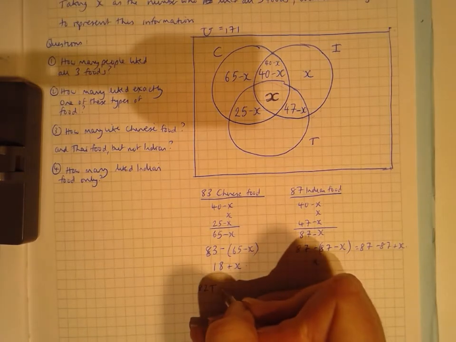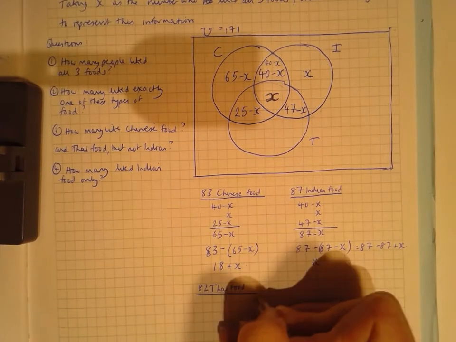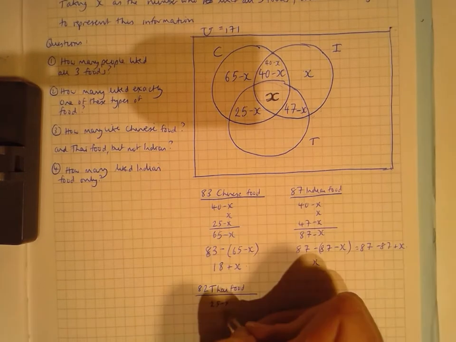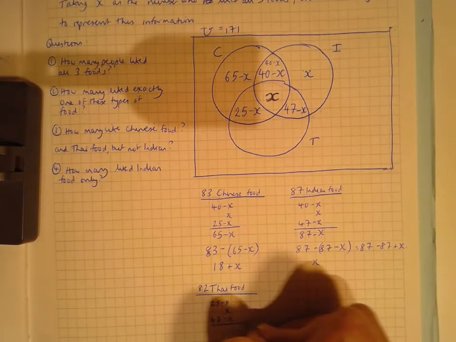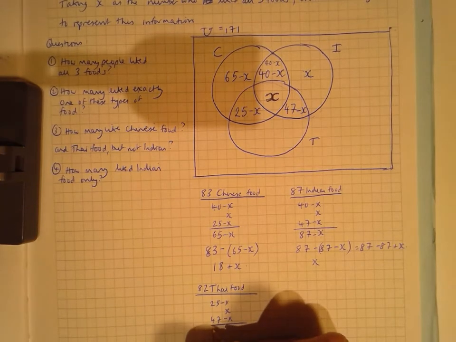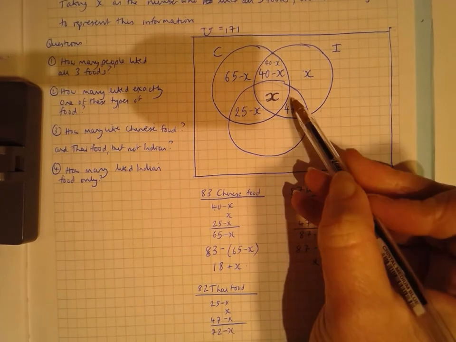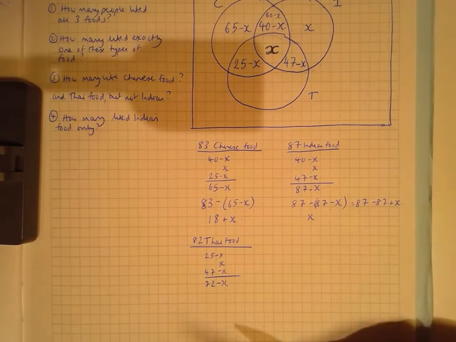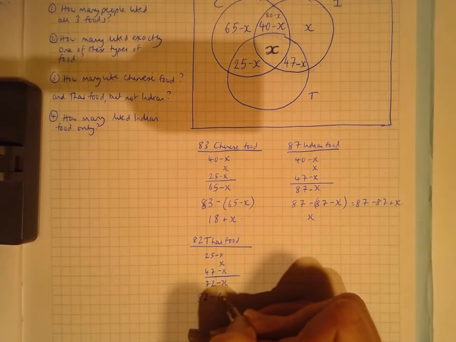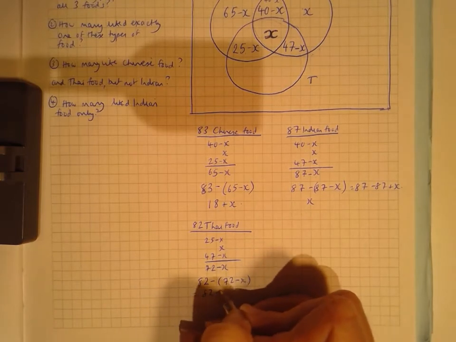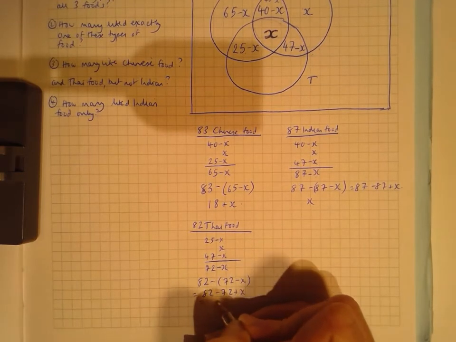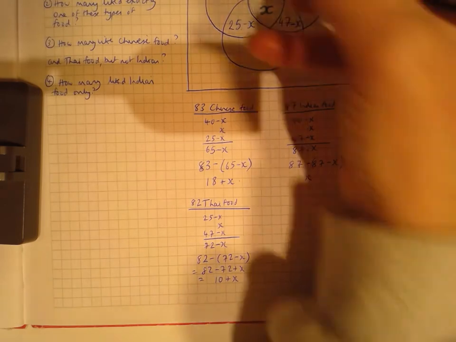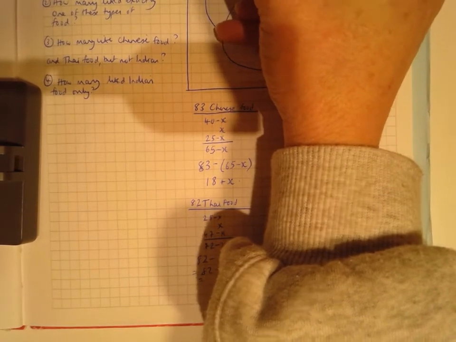And then finally in Thai food I've got 82 people, 82 like Thai food. So I've already got 25 minus X, those ones. I've got X and I've got 47 minus X. So I've already got 72 minus X. So altogether I already have 72 minus X people, but I need 82 people. So the difference between those will be 82 minus 72 minus X, which is 82 minus 72 plus X. So 10 plus X. Okay, so this should actually be 18 plus X. That was my mistake a minute ago.